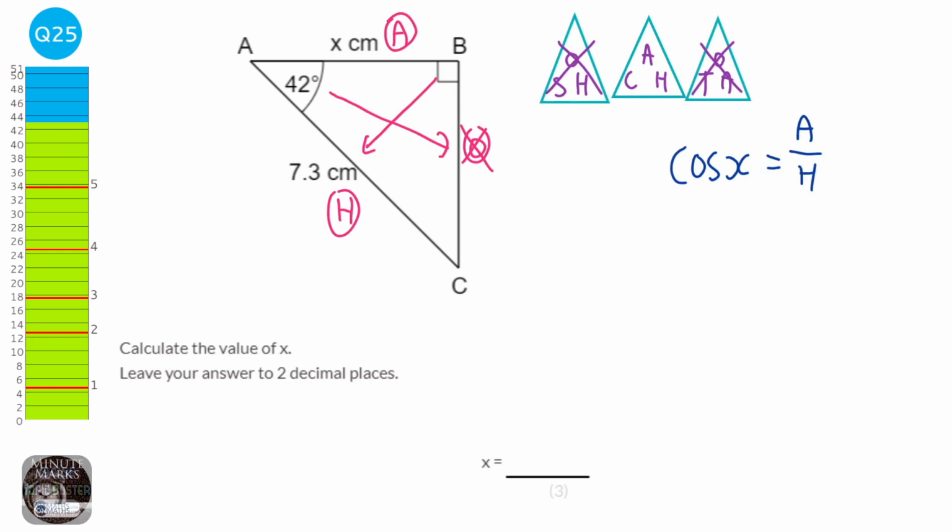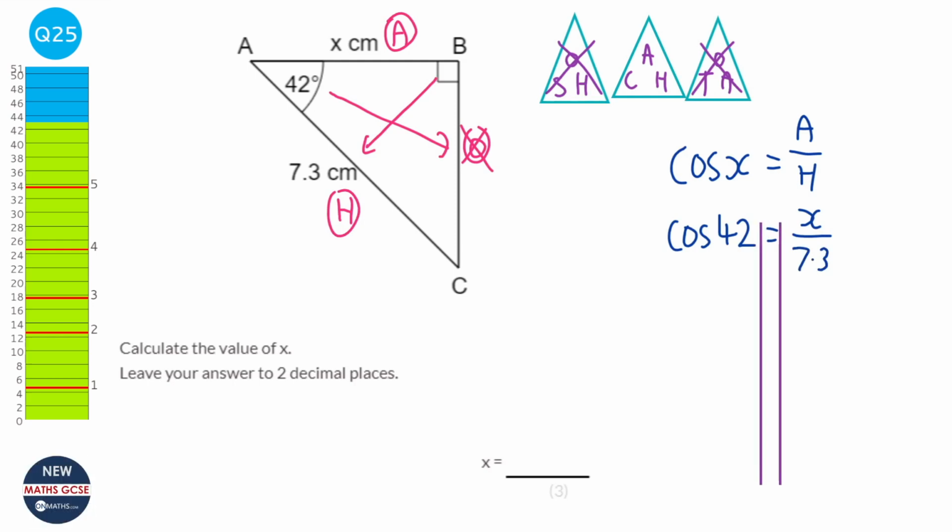Now the angle is what x represents in our formula, so that's going to be cos 42 equals what A is represented with an x, and the hypotenuse is 7.3. So next we get our solving lines in, and notice to get x on its own, what we're going to do is just times both sides by 7.3.